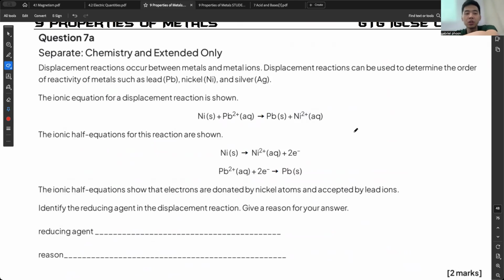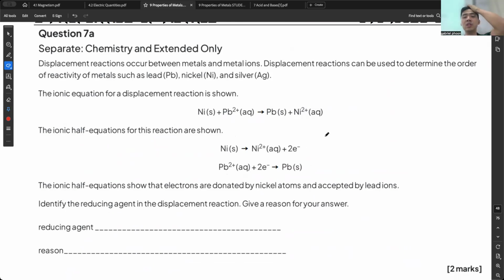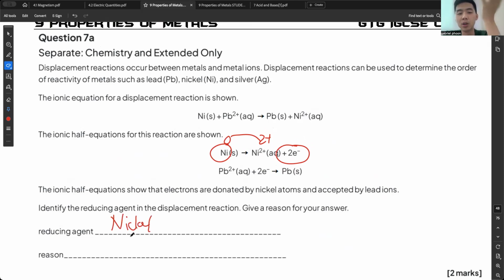We'll talk about reducing agent. Guys, for anything to be a reducing agent, it itself must be oxidized. So based on oxidation, we need to see which one is gaining oxygen, or its oxidation number increases, or it is losing electrons, right? Which one fits the criteria? Nickel, because number one, the oxidation state goes from 0 to +2. And number two, it is losing electrons. That's why you can see that the electrons are on the right side of the equation. So obviously nickel is the reducing agent because it's being oxidized.